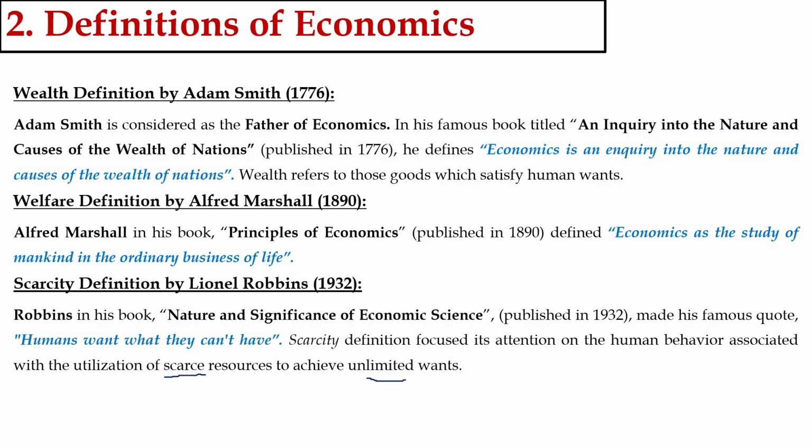That is why Lionel Robbins calls that human wants what they can't have. I cannot have iPhone 17 because I don't have money, but I want to have it. It's my desire. So there are three definitions which we have discussed. Here we need to remember who has given which definition. Wealth definition is given by Adam Smith, welfare definition is given by Alfred Marshall, and scarcity definition is given by Lionel Robbins.